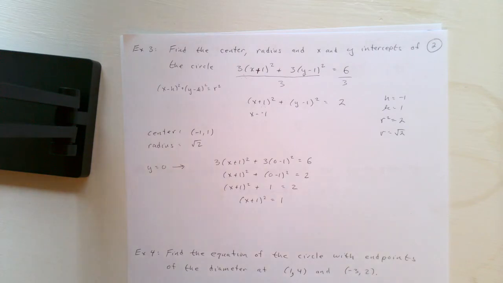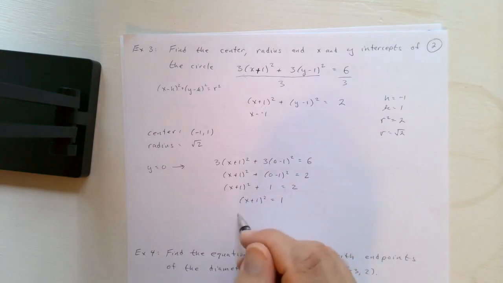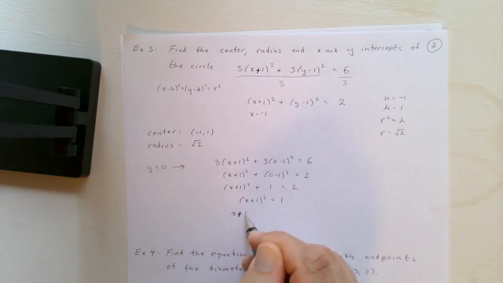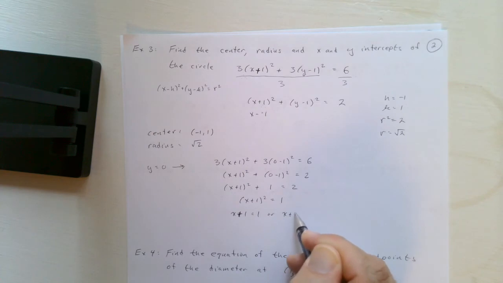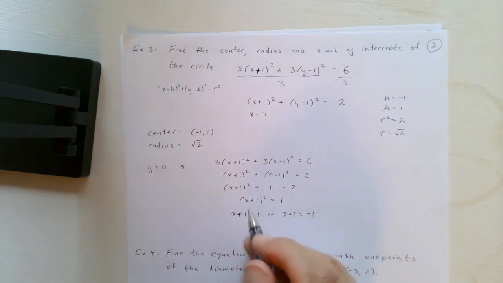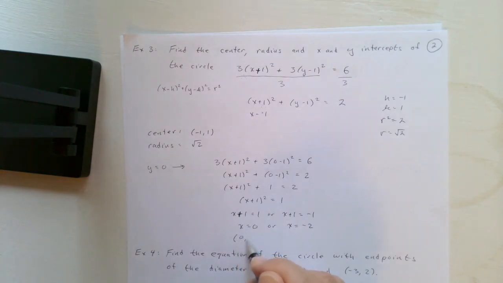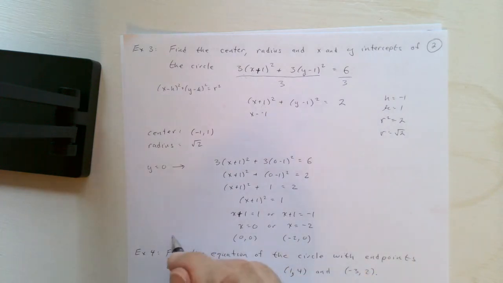Now we could multiply this out, but we don't want to, because we can see that this means x plus 1 is a number which, if you square it, we get 1. So that means x plus 1 has to either be 1 or negative 1. Okay, so this would mean that x is 0 or x equals negative 2. Okay, so we would get (0, 0) and (negative 2, 0). Those would be the x-intercepts.